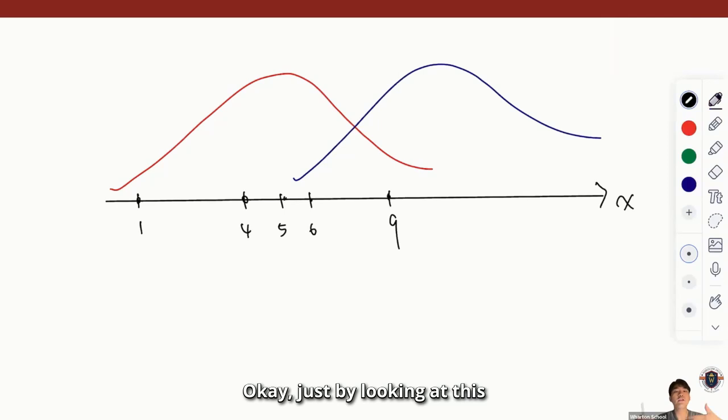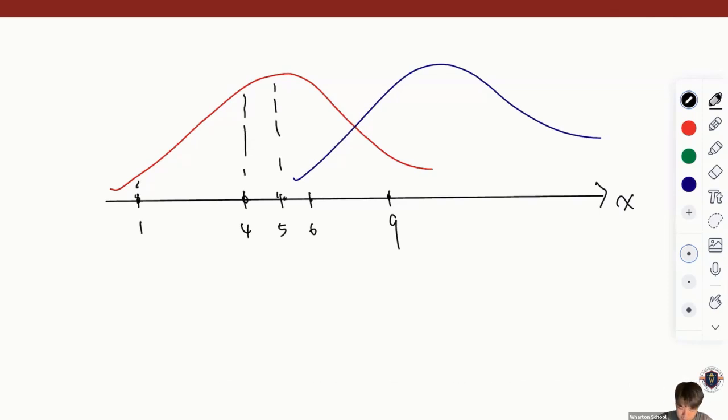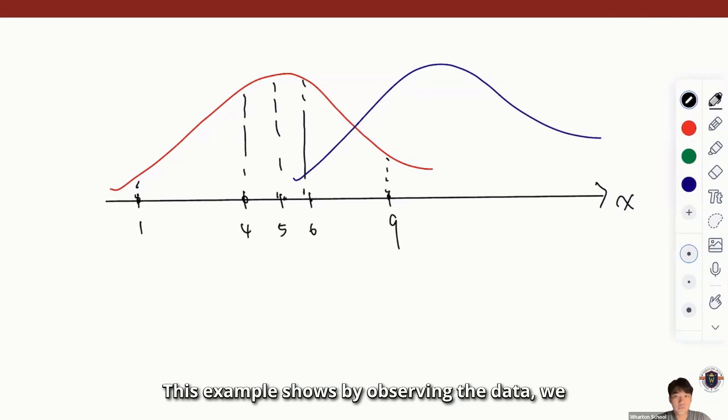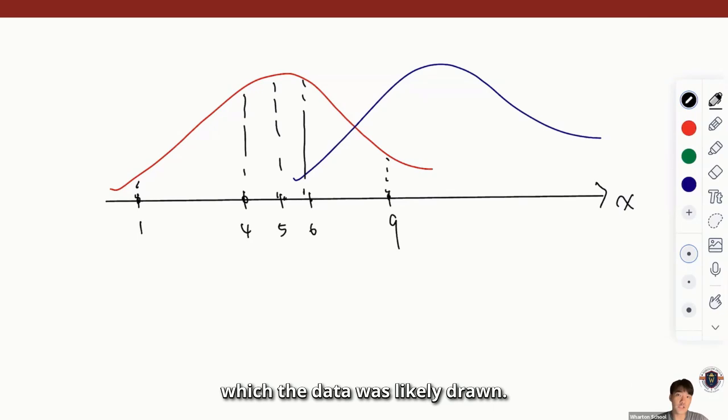Just by looking at the plot, which curve, red or blue, do you think is more likely to have generated this kind of data? Even visually, it seems like the data X was drawn from the red curve rather than the blue one. This is because the distribution of the observed data appears to align more closely with the center of the red curve, like this.